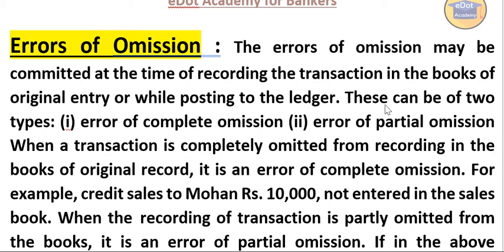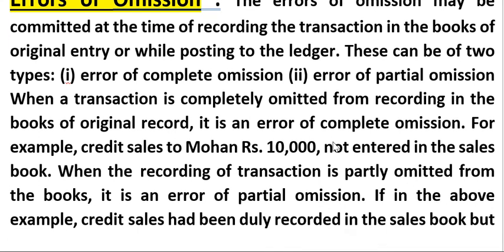Partial omission means हमने आधा एंट्री किया, means या तो डेबिट में किया या क्रेडिट में किया. So this will be called as a partial omission. Okay, I'll take one example here. For example, credit sale to Mohan rupees 10,000 not entered in the sales book. यानी हमने उसको सेल तो कर दिया लेकिन 10,000 रुपीज का कहीं भी एंट्री नहीं किया. So this is called error of omission.